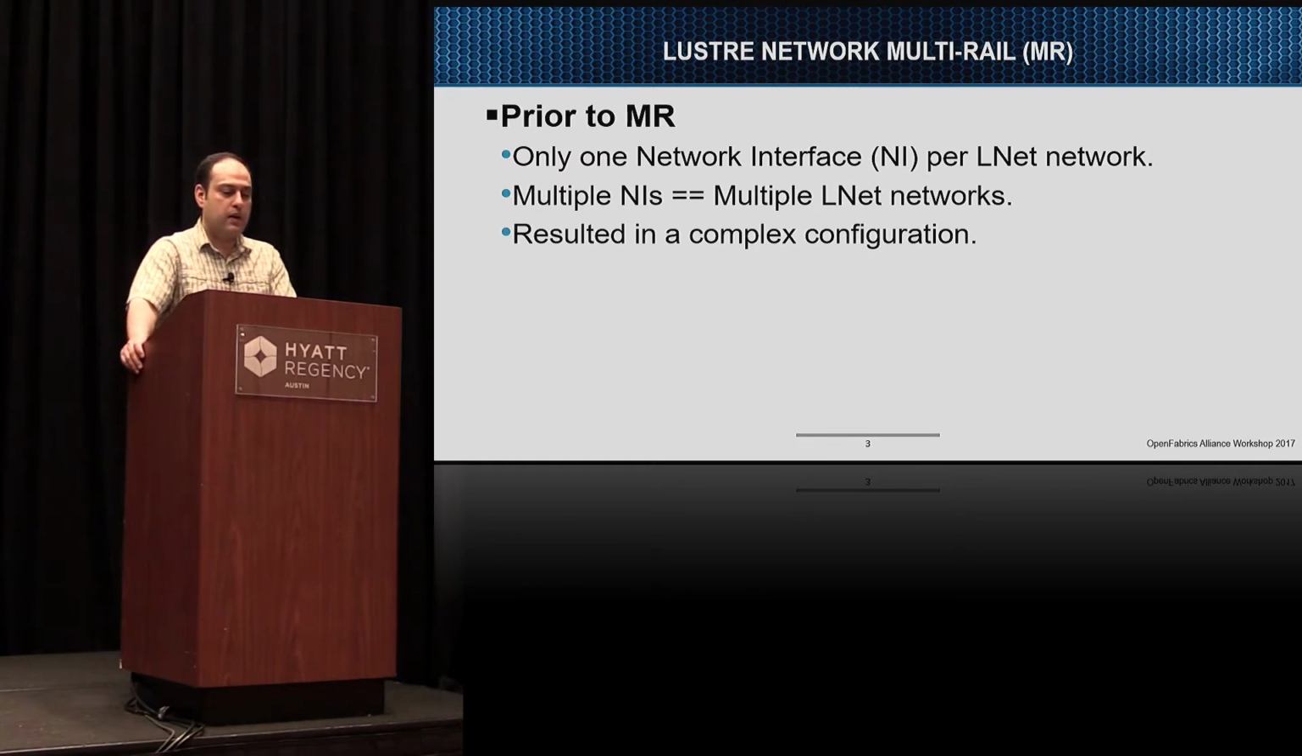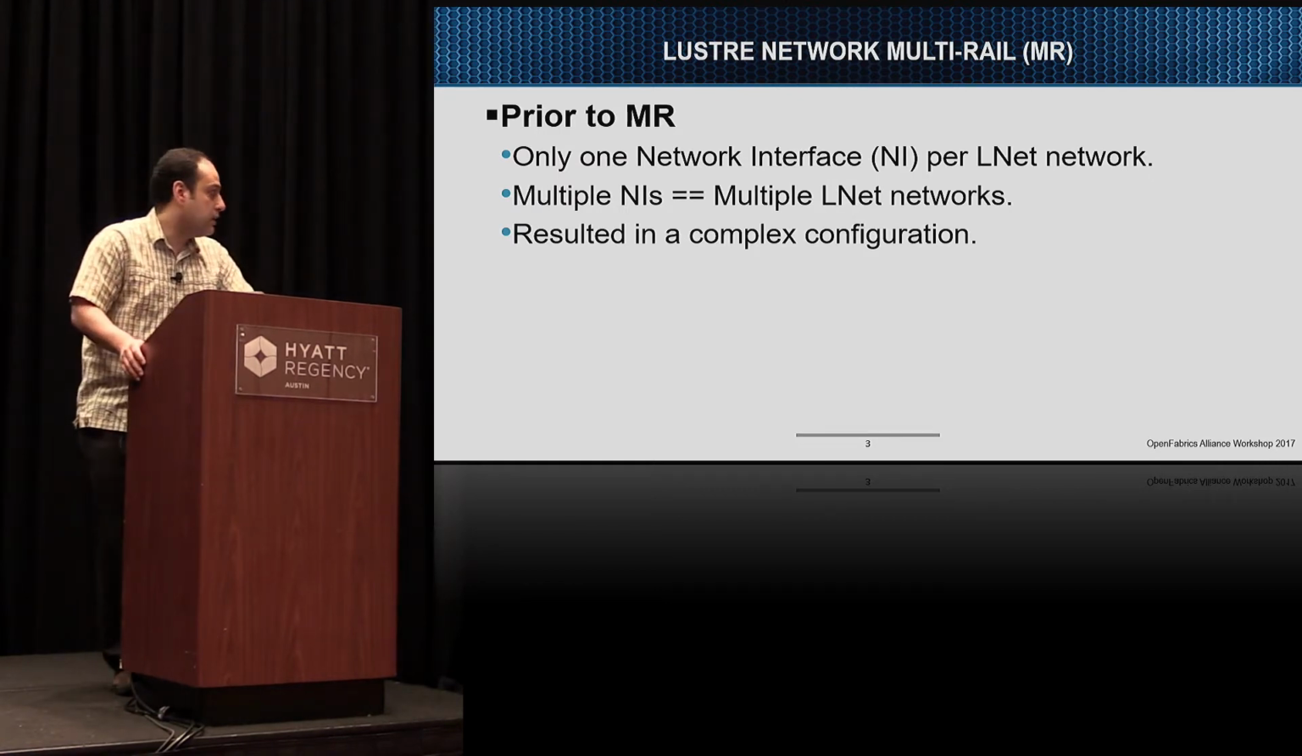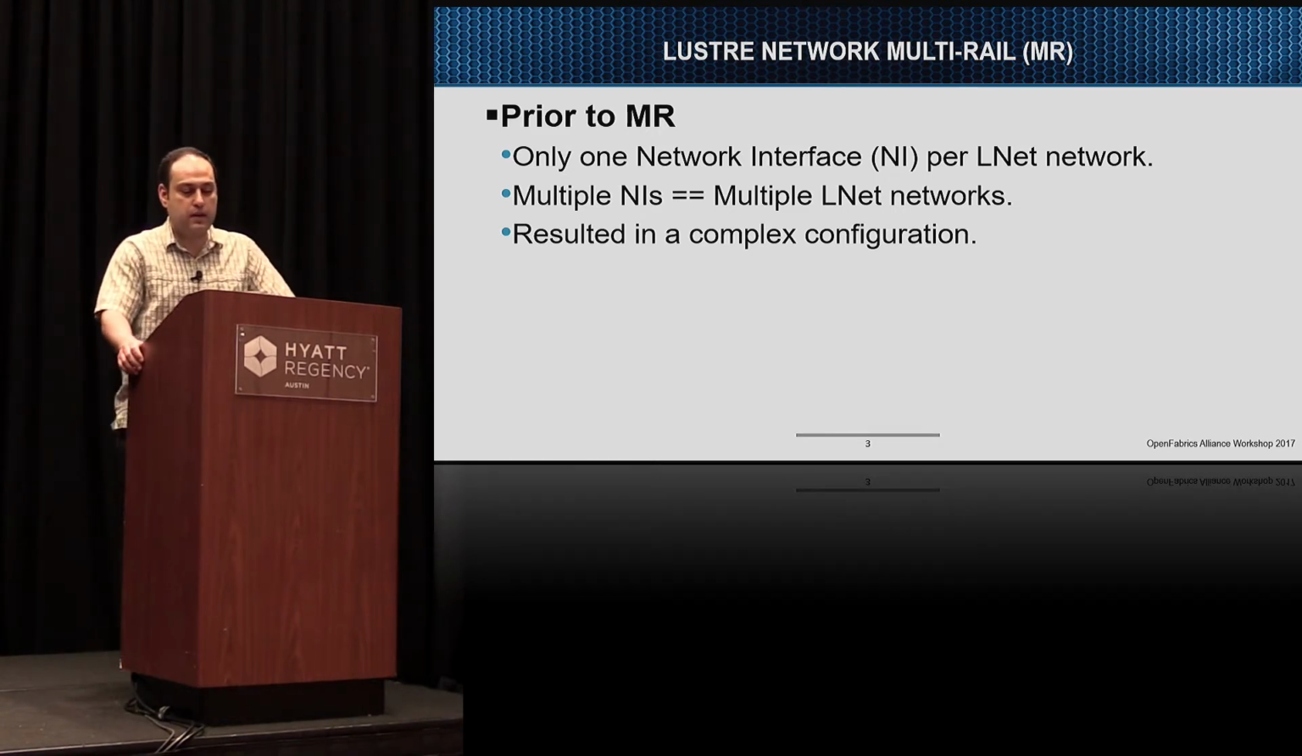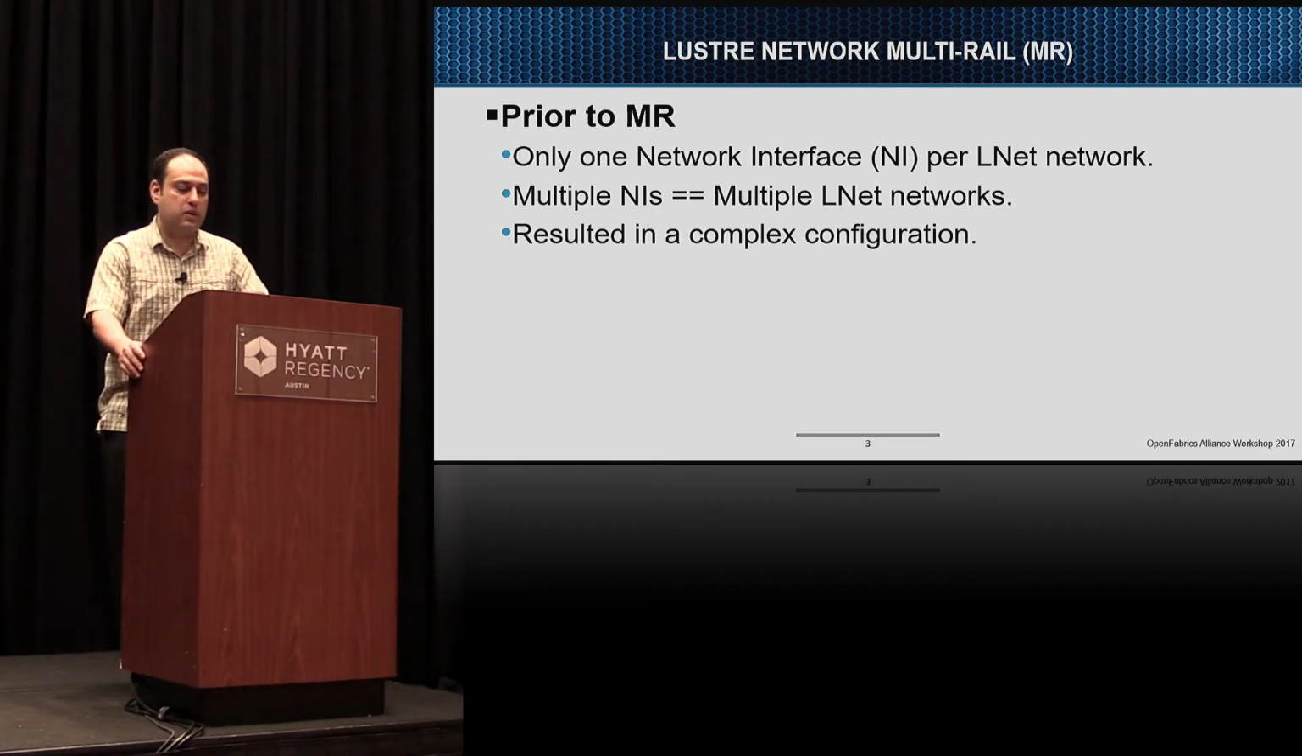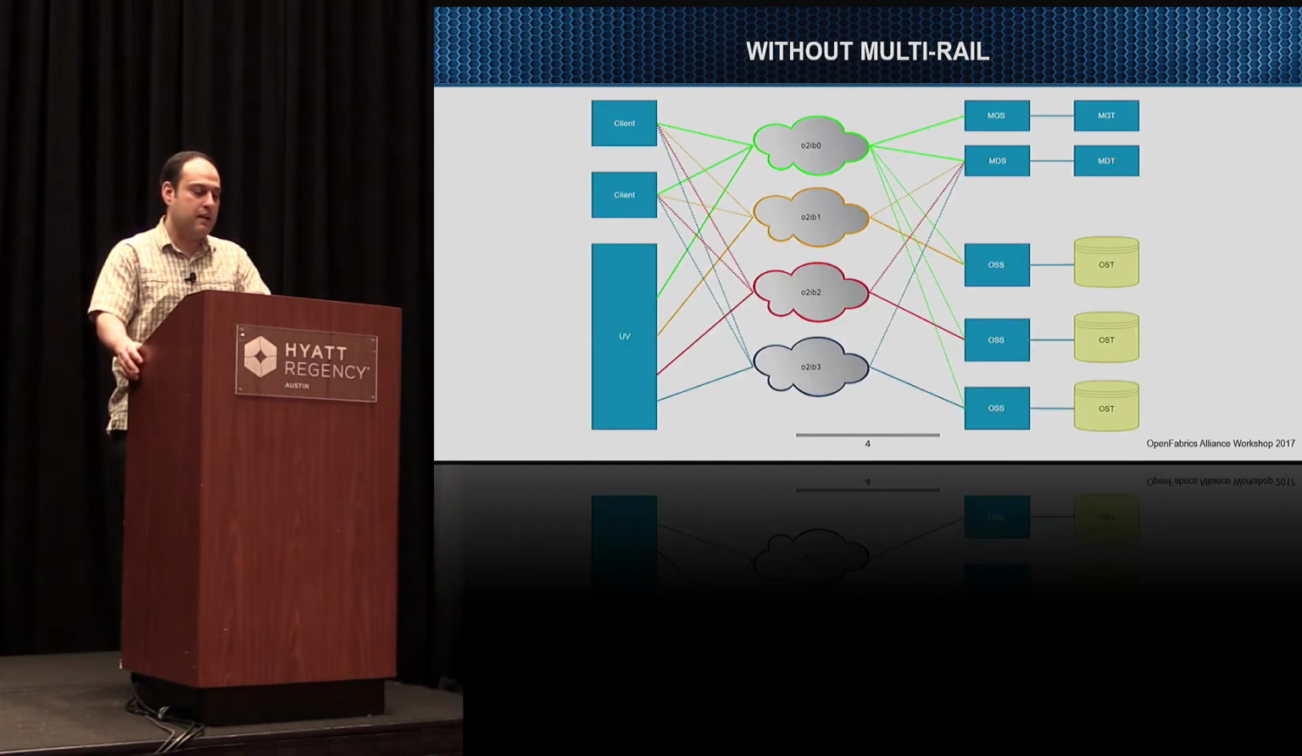So speaking quickly for MultiRail, prior to MultiRail, you could configure only one network interface per LNet network. And if you had a system with multiple network interfaces, you had to configure each network interface on a separate LNet network. That obviously resulted in a very complex configuration. So if you had something like this where you had a big machine with multiple interfaces, you couldn't really put everything on the same O2IB network.